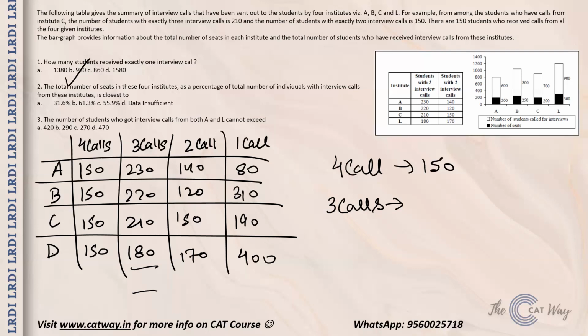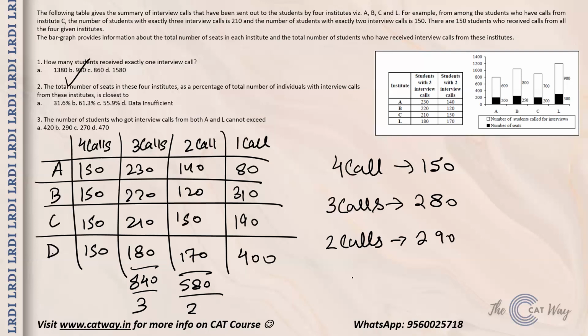So that means in all these values, every person has been counted thrice. The total number of calls, if you see, has been given as 840, but this is because every person has been counted thrice. So the actual number of people is 840 by 3, that is 280 people. And the same logic for 2 calls: the total over here is 580, but every person is counted twice. So the actual number of 2 calls given is 290. And for 1 call, we have already calculated that 980 people are there.